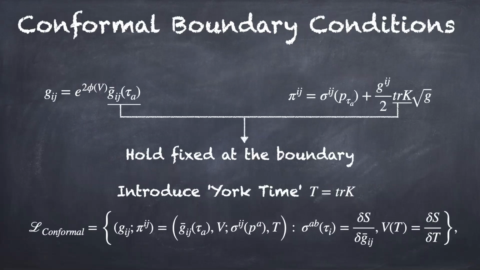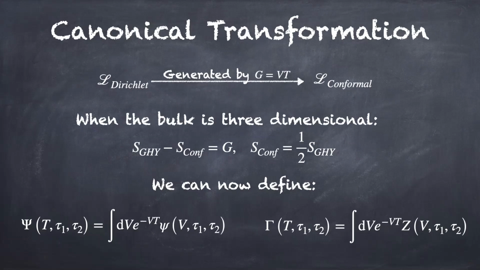It's curious that we can derive a particular relation between systems with Dirichlet boundary conditions and systems with so-called conformal boundary conditions. These are boundary conditions where we fix the conformal part of the metric, which we call G_ij bar, and the trace of the extrinsic curvature at the boundary. It's worth noting that this T, trace K, is often referred to as the York curvature time. And in this picture, the corresponding Lagrangian submanifold can be specified by G_ij bar and V, and then the corresponding conjugate variables sigma_ij and T.